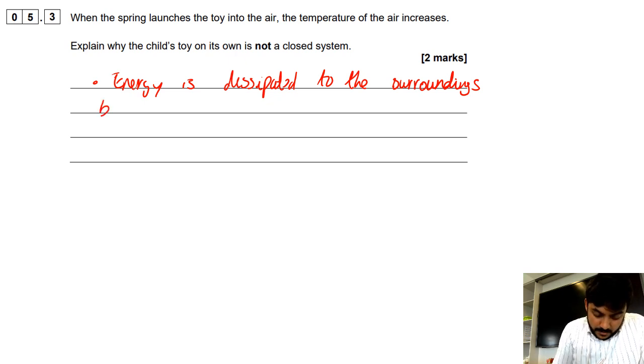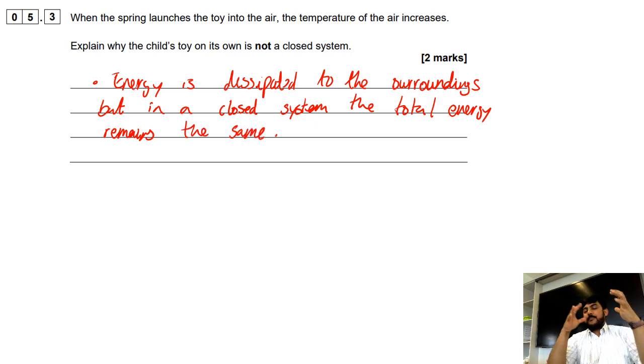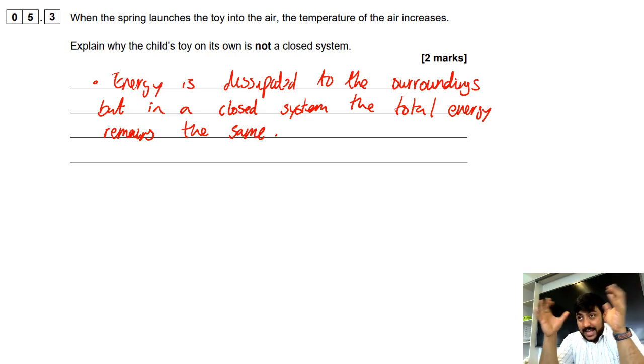But in a closed system, the total energy remains constant or the same. So if this was happening inside a box where all of the gas's energy is accounted for, and then the spring toy was bouncing up into the air, and we can calculate or we can measure how much energy is lost and possibly calculate how much energy is gained by the air, then the whole thing would be a closed system, but not the spring toy on its own.